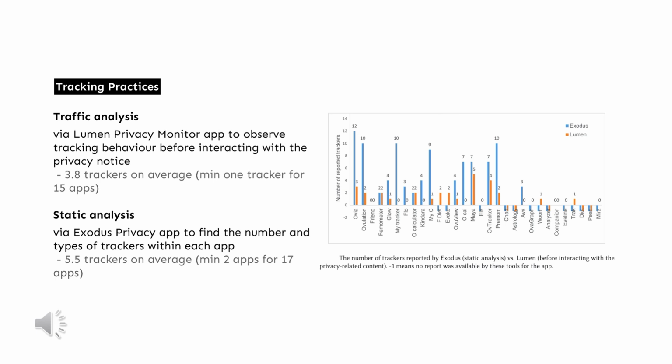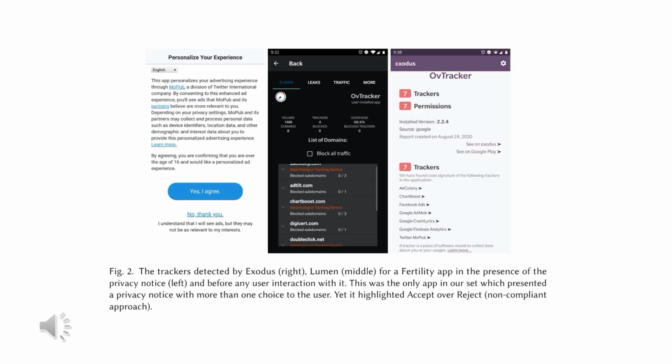We also studied the tracking behavior of these apps in practice via traffic analysis as well as static analysis. We observed that the majority of these apps include trackers, and some of them start tracking before any user engagement with the privacy notice. Here is an example of the trackers found in one of these apps when it was opened by the user for the first time and before accepting the privacy settings.